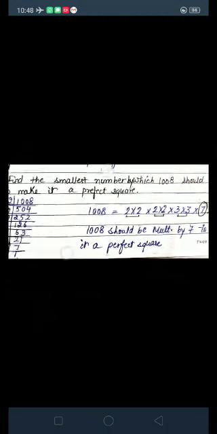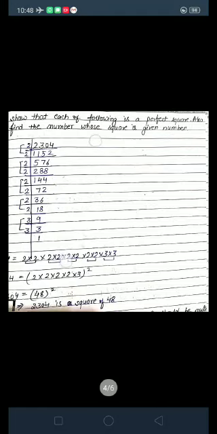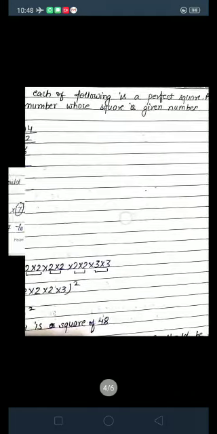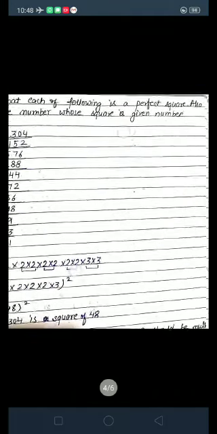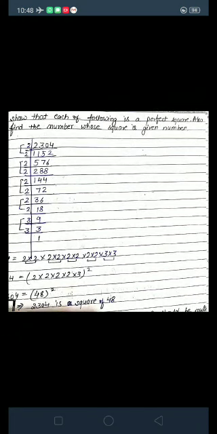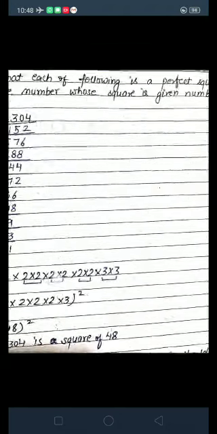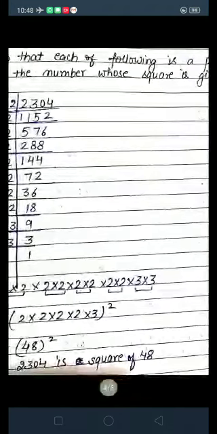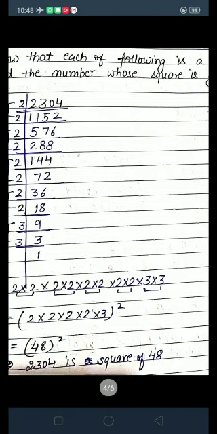The next question is show that each of the following is a perfect square. Also find the number whose square is the given number. Same as question number 1 I have discussed with you. We will do the prime factorization here, and after doing the prime factorization we know that we got perfect pairs of prime factors 2 and 3. So it is a perfect square.